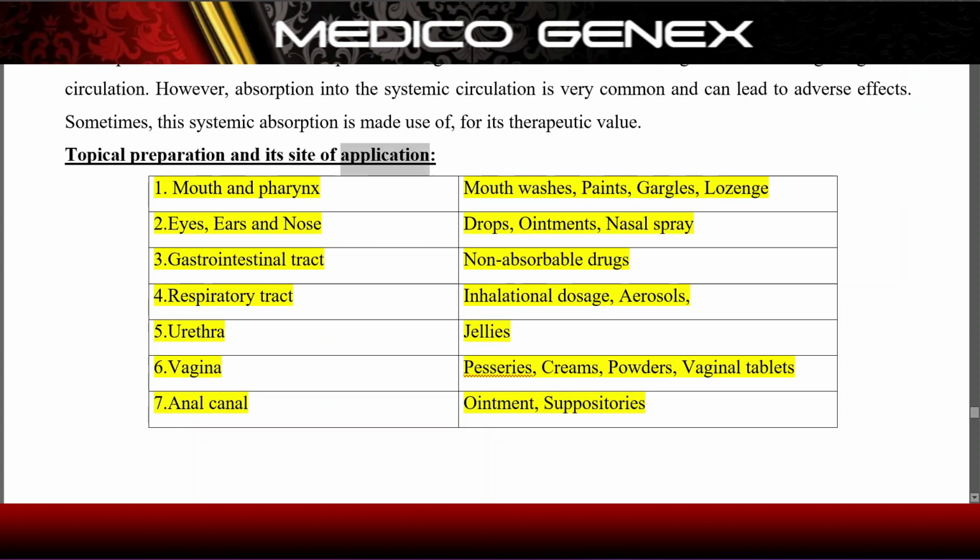Topical preparation and its site of application. 1. Mouth and pharynx: mouthwashes, paints, gargles, lozenges. 2. Eyes, ears, and nose: drops, ointments, nasal spray. 3. Gastrointestinal tract: non-absorbable drugs. 4. Respiratory tract: inhalational dosage, aerosols. 5. Urethra: jellies. 6. Vagina: pessaries, creams, powders, vaginal tablets. 7. Anal canal: ointment, suppositories.